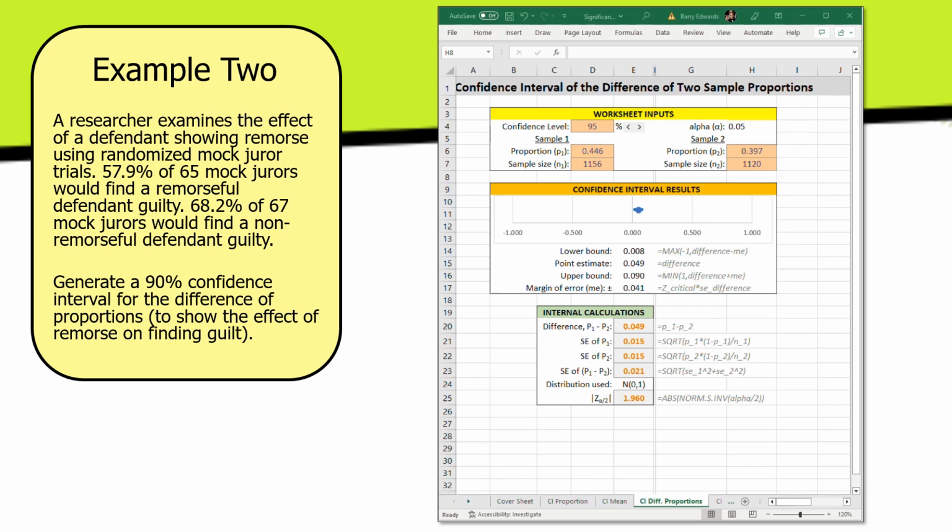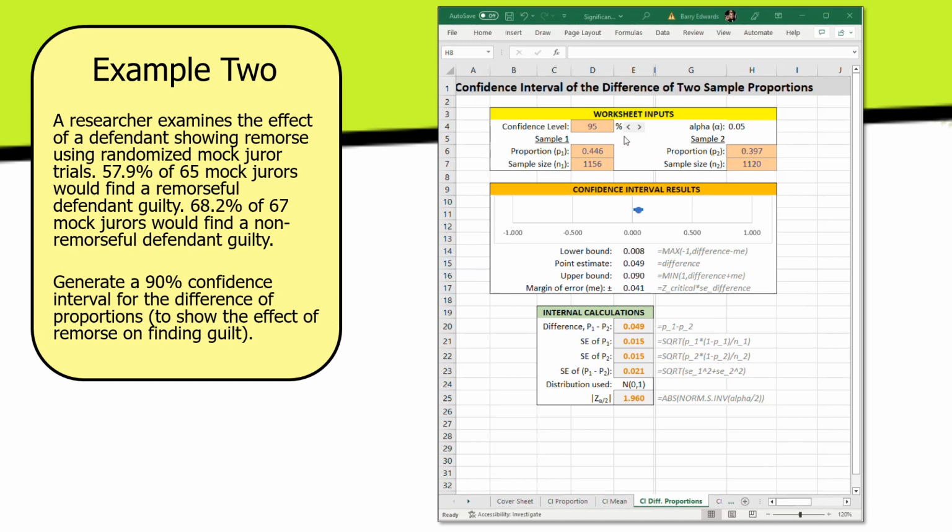So the remorseful defendant is found guilty 57.9% of the time, and the non-remorseful defendant is found guilty 68.2% of the time. So the effect of remorse decreases the finding of guilty. So our confidence interval should center around a negative proportion this time. Generally it's easier to interpret if the effect is positive, but given the way the problem is written, to show the effect of remorse on finding guilt, it's going to have to be a negative number. Okay, so I'm looking at the confidence interval of the difference of two sample proportions worksheet.